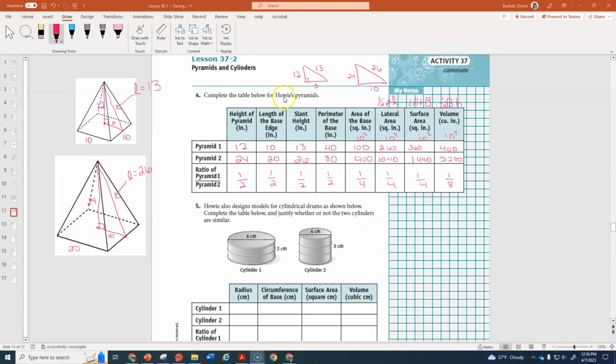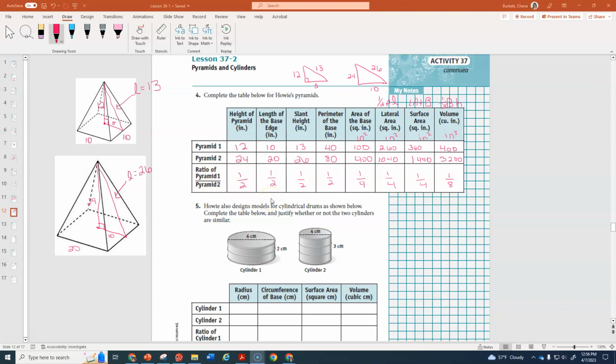So on problem number 4, I filled in all the information. I know on the previous page we wrote the ratio as pyramid 2 on top and pyramid 1 on bottom. They specifically told me to do pyramid 1 on top, pyramid 2 on bottom. So I did what they said. On the previous page, we got the ratio to be 2 to 1. This time the ratio by the way they defined it is 1 to 2.